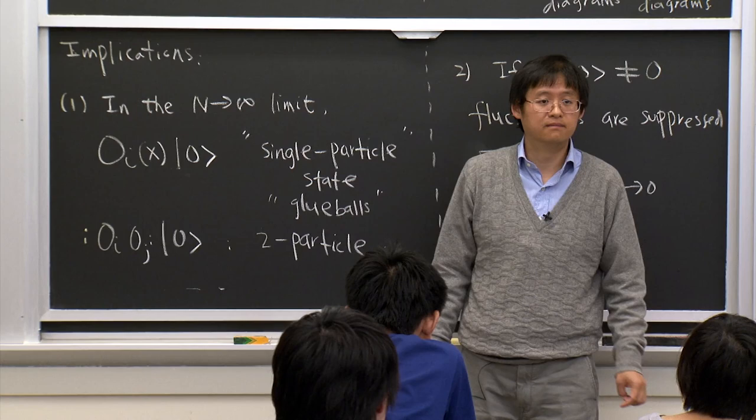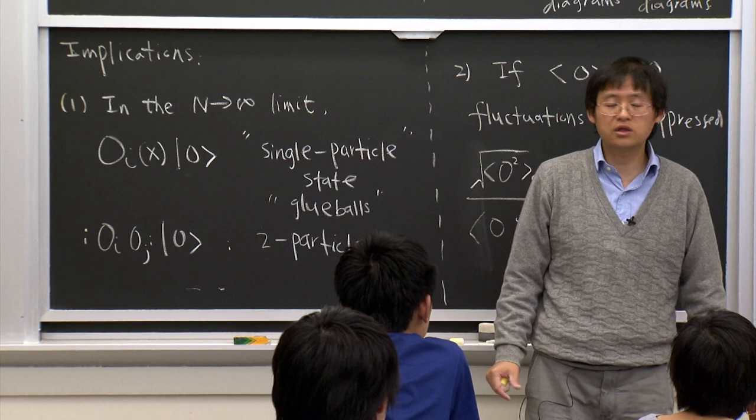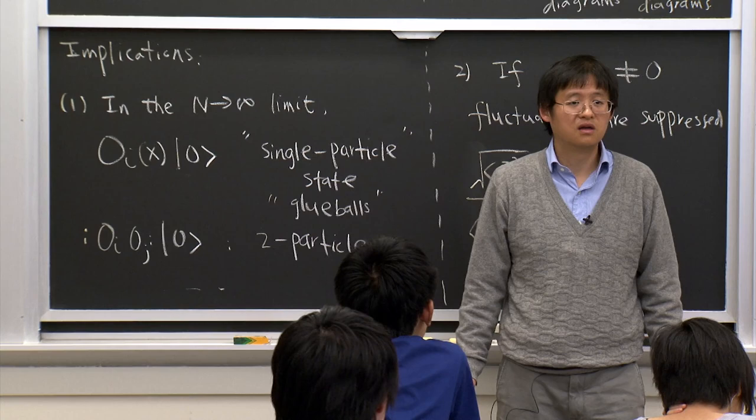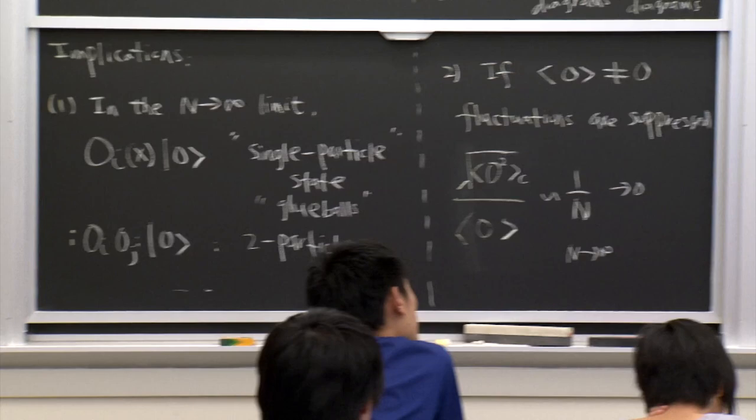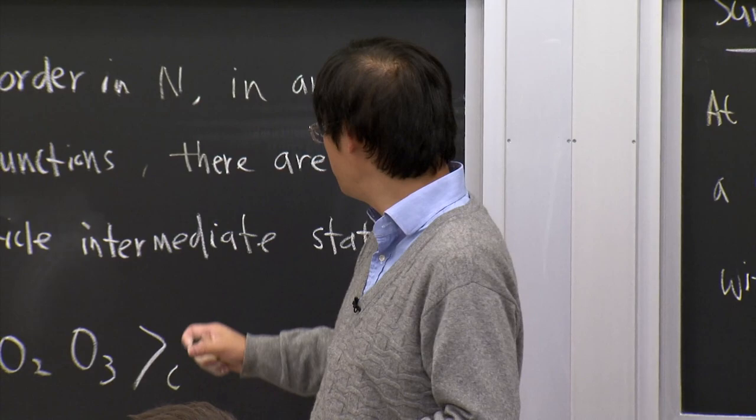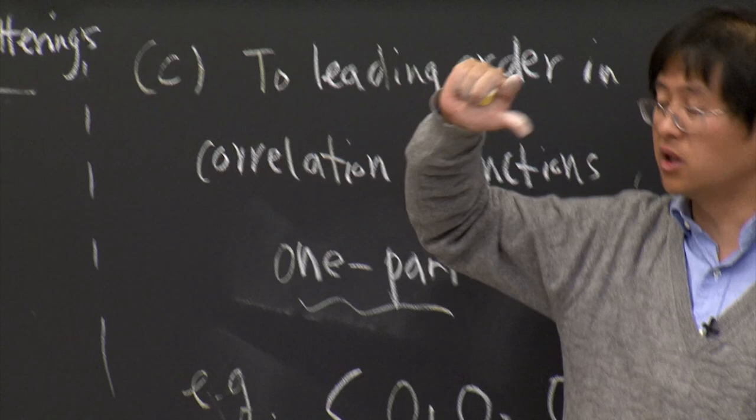Even in the original theory, we still have suppression of loop diagrams. Sorry? No, in the original theory, we're not. Only in the large N limit. So in the original theory, with the large N limit, we do have suppression. No, you don't have a suppression of loop diagrams in terms of the standard loops. You only have the suppression of the loop diagram in terms of loops of globals.